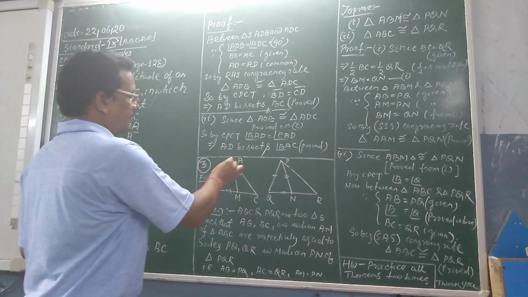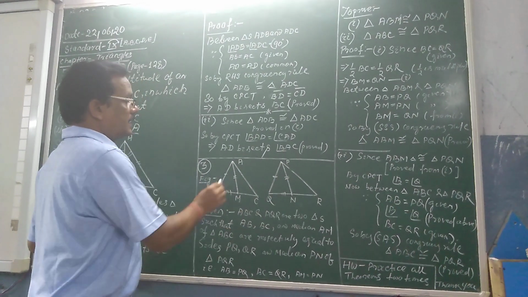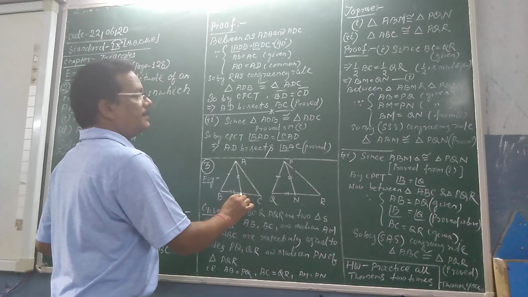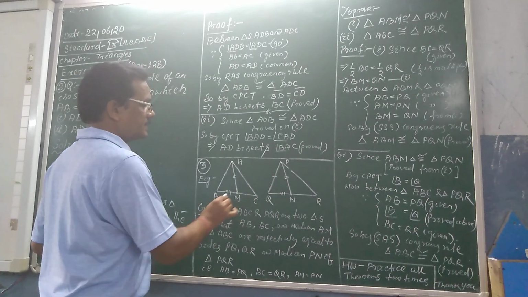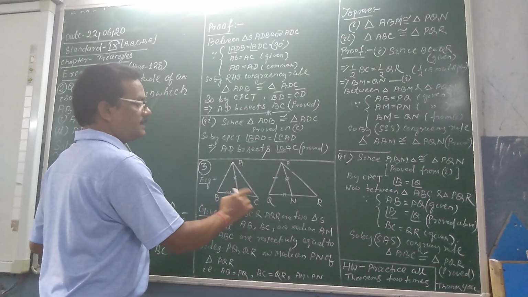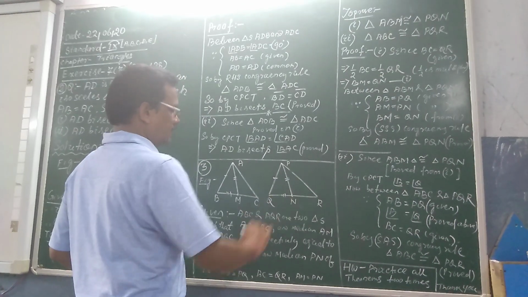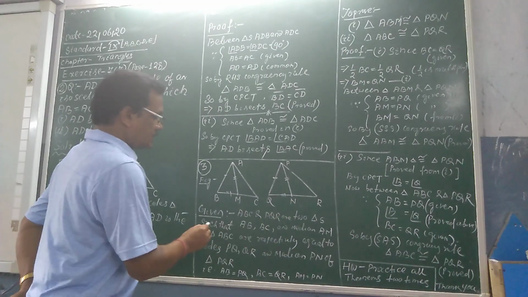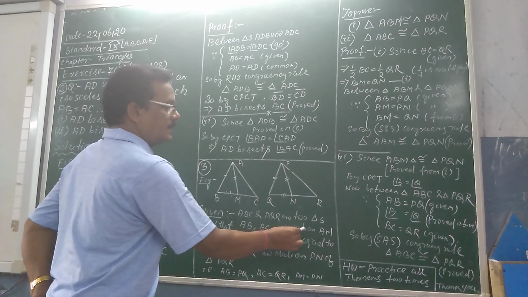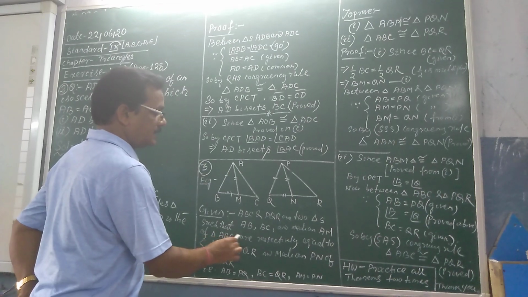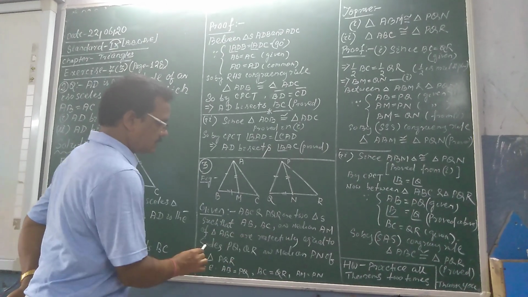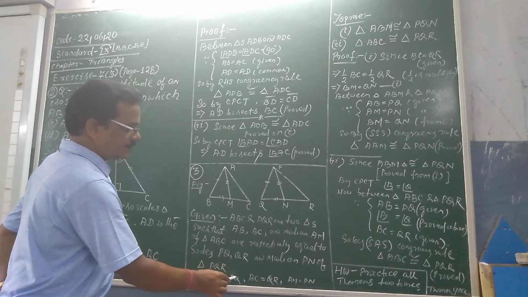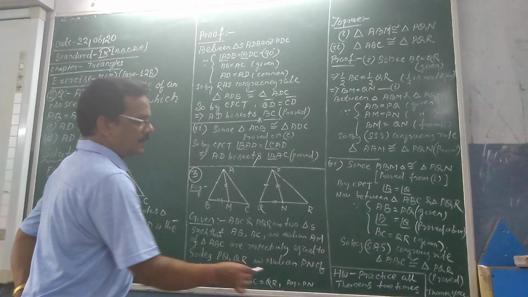In this figure, ABC and PQR are two triangles. AB equals PQ, BC equals QR, and AM equals PN. These are the two medians, meaning M is the midpoint of BC and N is the midpoint of QR. You see, this is the given. I have also written: ABC and PQR are two triangles such that AB, BC and median AM of triangle ABC are respectively equal to the sides PQ, QR and median PN of triangle PQR. That is, AB equals PQ, BC equals QR and AM equals PN.